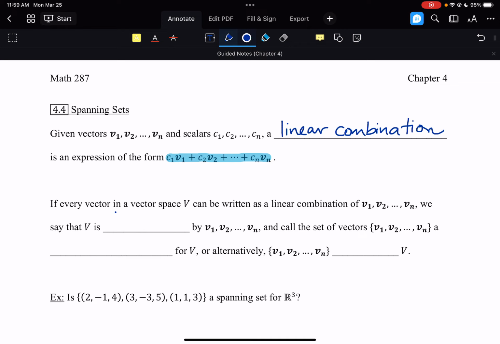If every vector in a vector space V can be written as a linear combination of v1 through vn, we say that V is spanned by that set of vectors, and we call the set of vectors a spanning set for V. Or alternatively, we say that the set spans V.